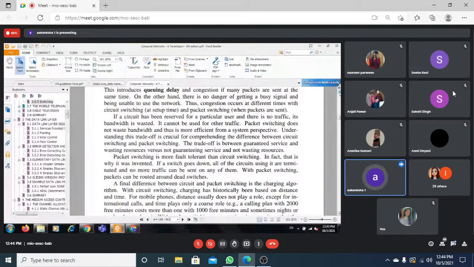Now the final difference between circuit and packet switching is the charging algorithm. अब charging algorithm means कि आप चार्जिंग कैसे करोगे, कैरियर जिसके थ्रू आप सिग्नल्स भेज रहे हो, EM वेव्स को भेज रहे हो, जो डेटा भेज रहे हो, उसको चार्ज कैसे करोगे, कैरियर को, मतलब जो EM वेव्स को कैरी कर रहा है.